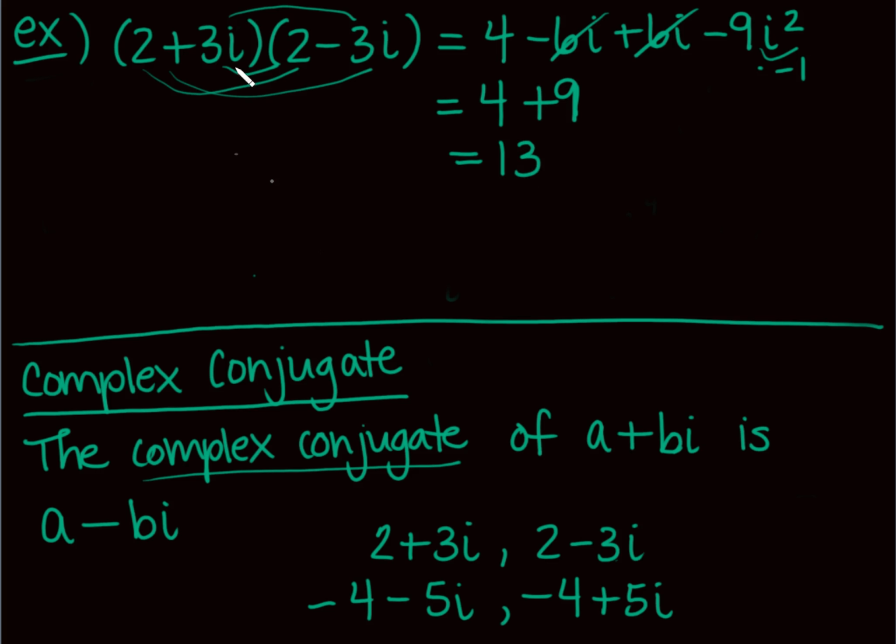So look at what this complex conjugate has done. When I multiply two complex conjugates together, the result I get out is a real number. 13 is a complex number, but more importantly, it's a real number. And I'm going to use this fact to divide. So let me do a couple examples of division and then we'll call it a day.